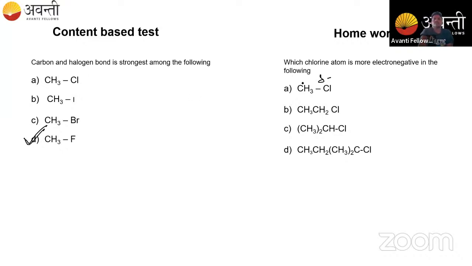So here you are getting delta negative, here delta positive, and here delta negative, delta positive, and delta positive. So here option A will have the more electronegative chlorine atom because of CH3. I hope everyone can understand the more electronegativity for the chlorine. As the chain increases, the electronegativity also decreases.